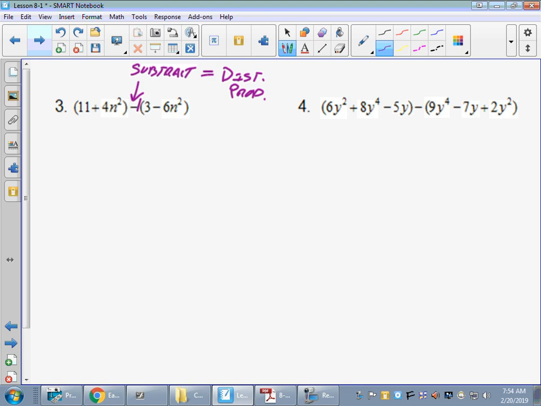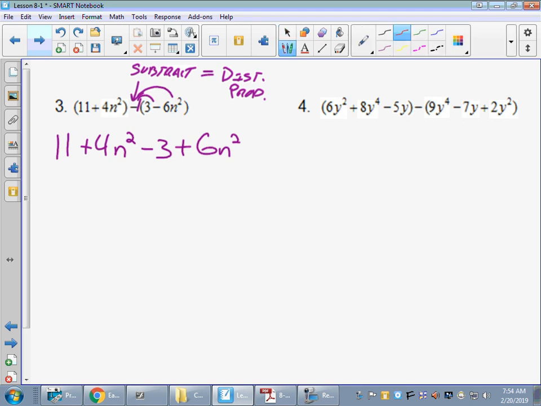So I'm going to just rewrite the first one, 11 plus 4n squared, because nothing happened there. And now I'm going to distribute, because if I don't do this, it's going to change everything. So -1 times 3 is a -3. And then a -1 times a -6n squared would be a positive 6n squared. Negative times a negative would make a positive. So now I've distributed, and now I can look for like terms.